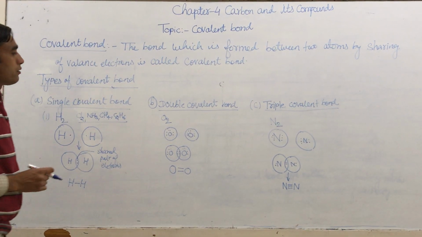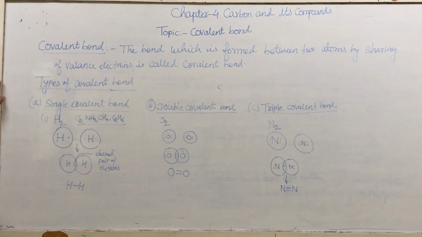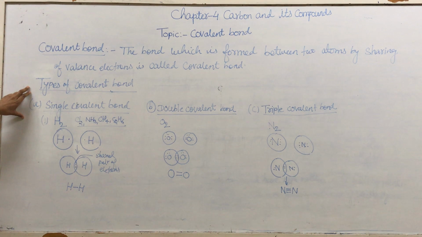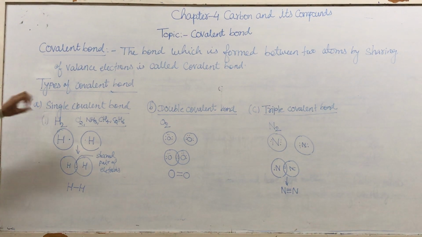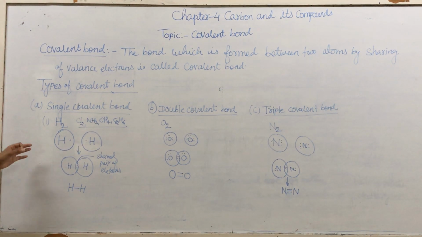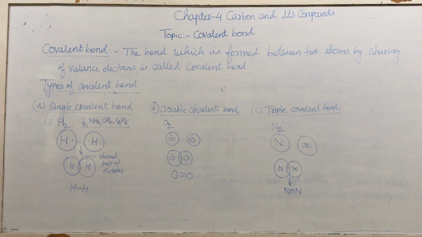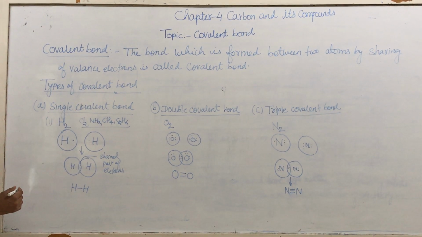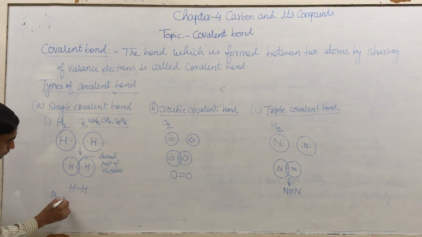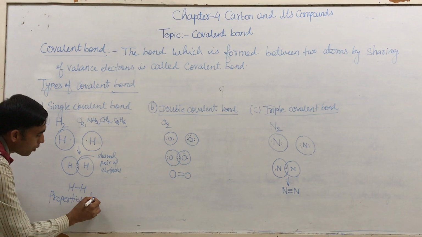Thus we can understand the formation of single covalent bond, double covalent bond and triple covalent bond. We can also understand the electron dot structure of some molecules regarding this bond formation. Now we will discuss the topic, that is properties of covalent compounds.